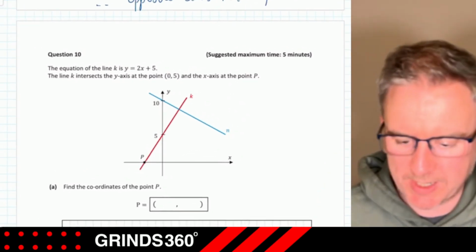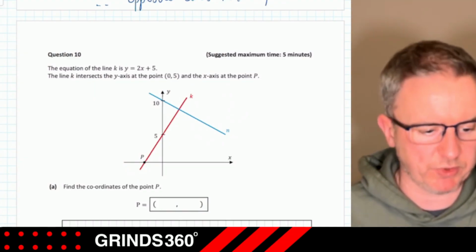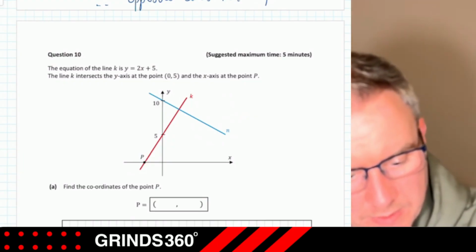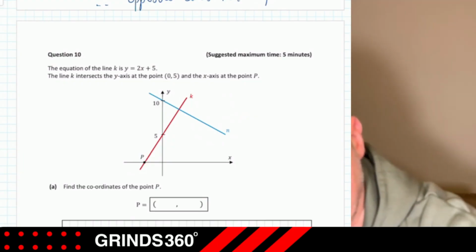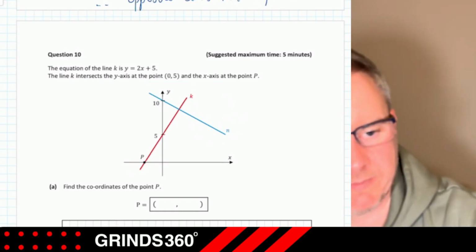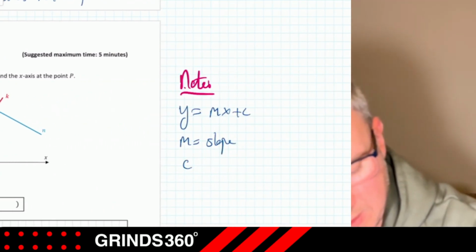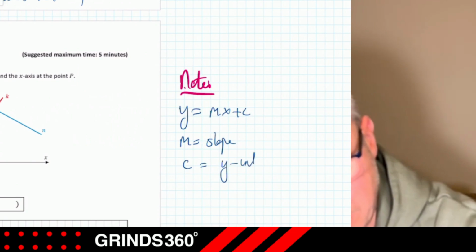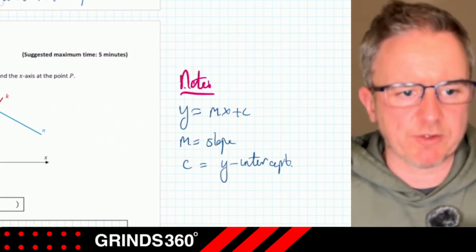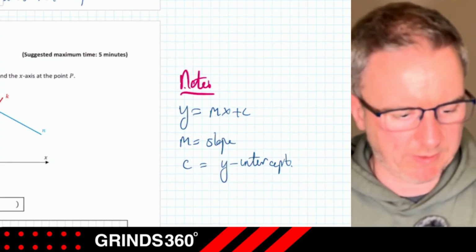Right, so question 10. What are they asking here? Again, coordinate geometry, and they're saying to you, the equation of the line K is y equal to 2x plus 5. So what do we know about this? All right, so our notes on this. That's in the form y equal to mx plus c. So m is always my slope. Okay, so if I was looking at that, m is my slope, c is equal to my y-intercept. So when you look at things like that, that might trigger something straight away in the question, or it might make my life a little bit easier as I go through it.